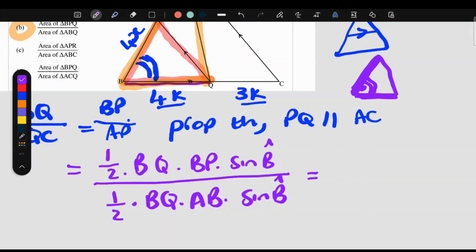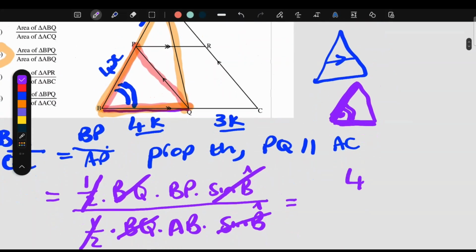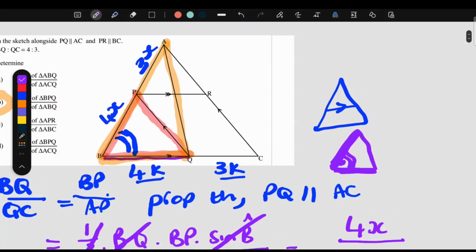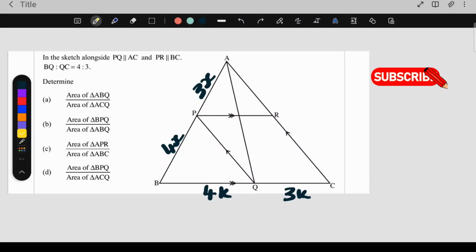And let's cancel before we substitute. This and this can cancel. This and this is the same. This and this is also the same. BP is 4x and AB is 7x. The answer is 4/7.